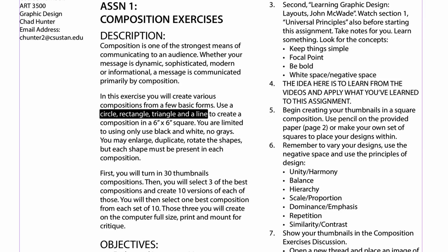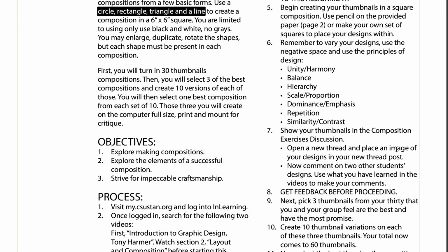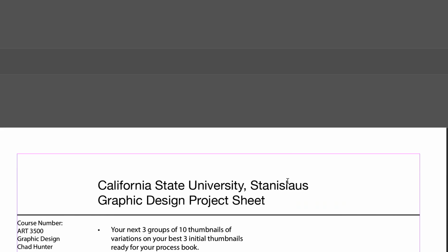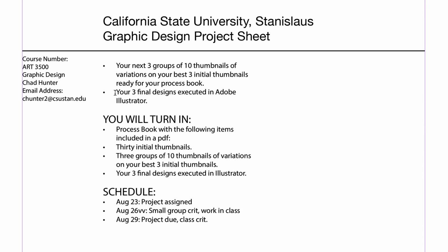Going back to the assignment, you'll turn these in to the discussion like I mentioned. You'll get feedback, and then you'll do 30 more, based on 3 thumbnails. And I kind of showed you what I mean when I'm saying based on, is go off this theme of 3 different themes that are chosen. And then in the end, you'll take 3 designs from the last group of 30 and execute them in Adobe Illustrator like I've done on this. Hopefully this explains the assignment.